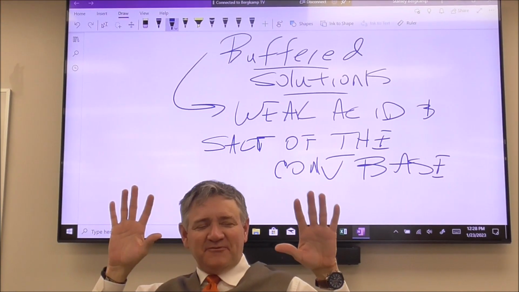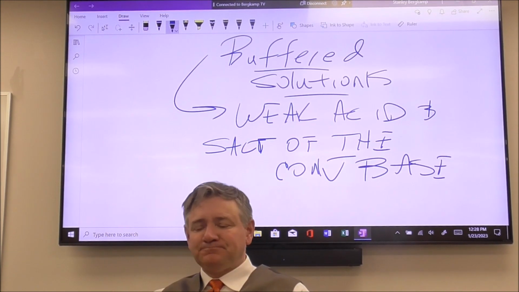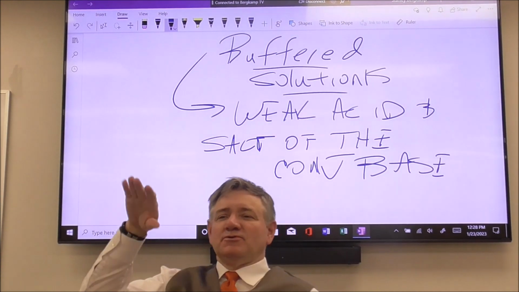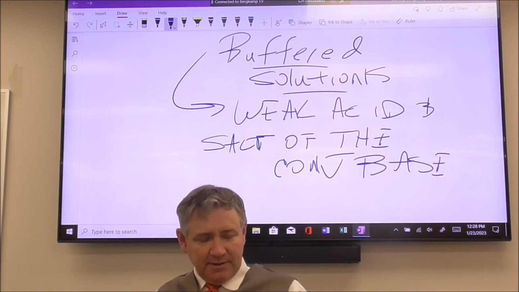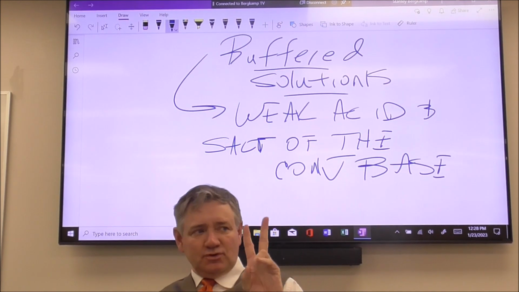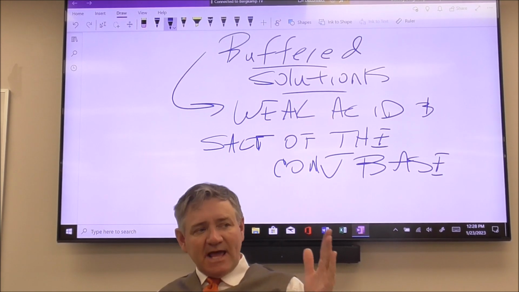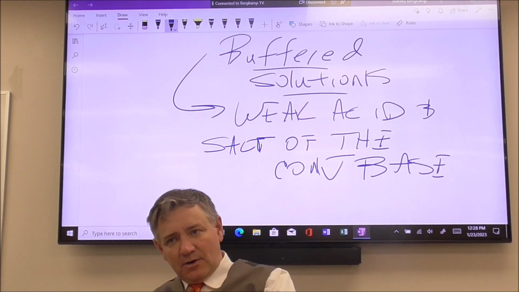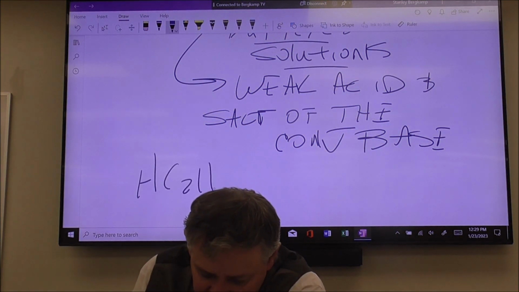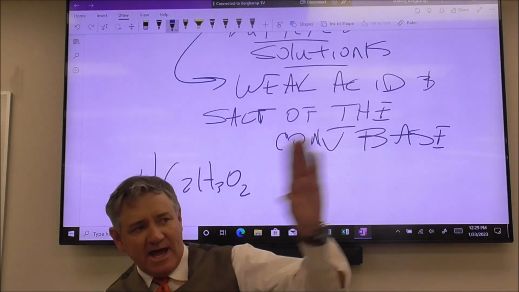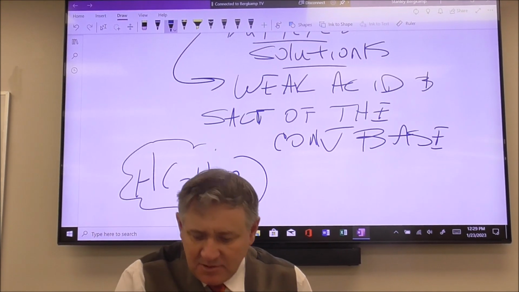If you're asked to be the buffer, you're mitigating the extremes. The same thing is true of buffered solutions: buffered solutions mitigate extreme changes in pH. Now, to be a buffered solution, you have to have two criteria. It has to be a weak acid, but you also have to add the salt that has the conjugate base of that weak acid. So, for example, acetic acid, HC2H3O2. If you just have straight acetic acid, that's not a buffered solution because you only have half the criteria.